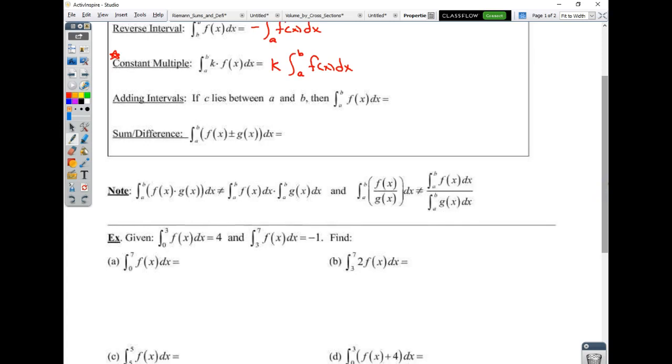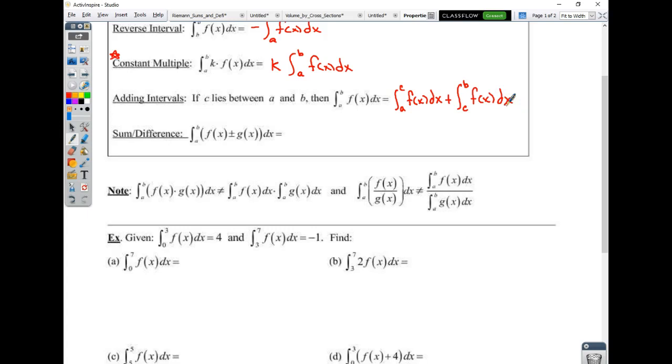Another couple things, if we have a c value that lies between a and b, then the integral from a to b of f of x dx, we can actually cut it into pieces, and we can say, well, we would go from a to c of f of x dx plus the integral from c to b of f of x dx. And all that says is that we can cut an integral down into several smaller things.